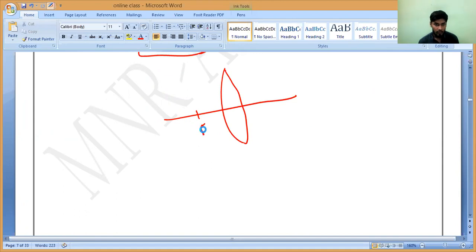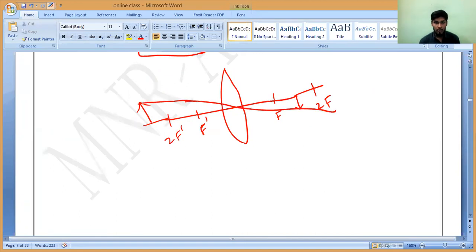So just imagine this is F, F dash, and this is 2F dash, and this side F and 2F. So the image will form here. Somewhere you take the object here, between F and 2F. The ray which passes through the optical center, next the one which is parallel will go through the focus. So they will meet here. Is it okay, Ra? Understand?